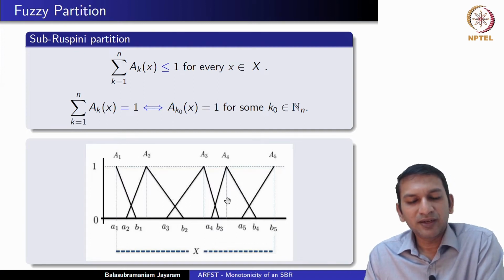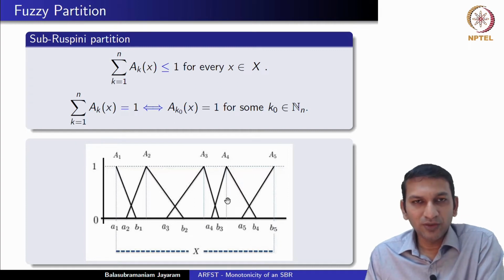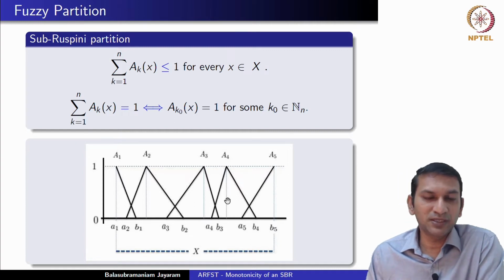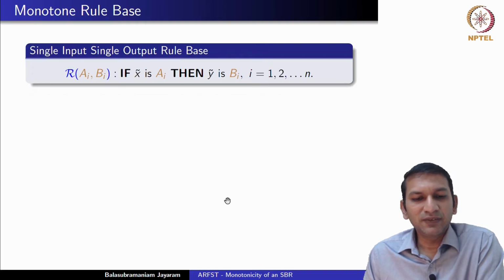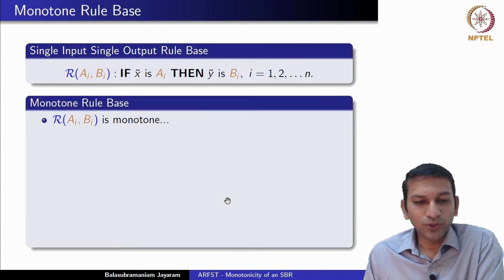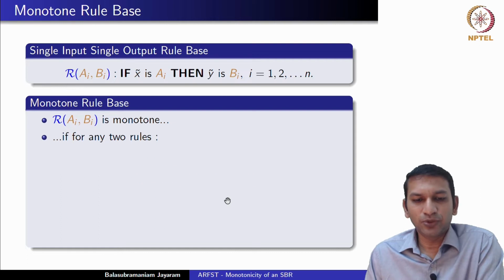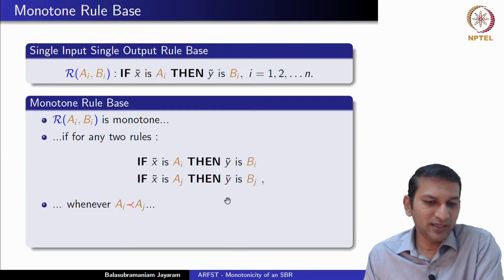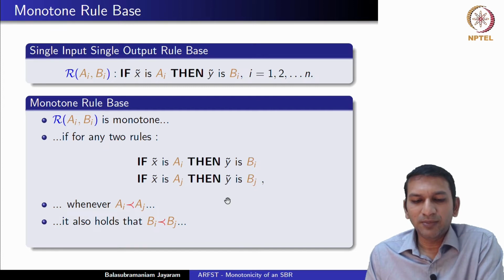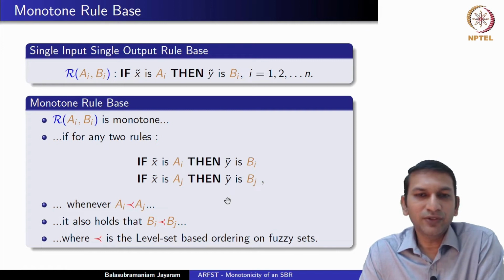We will see that these kinds of partitions are useful when we want to discuss the monotonicity of an SBR scheme. Well, we have seen another type of classification of rule bases. Given a single input, single output rule base, n of them, we say it is monotone if you pick any 2 rules, Ai implies Bi and Aj implies Bj, and whenever Ai is less than Aj, then it should also hold that Bi is less than Bj, where this is the level set based ordering on fuzzy sets.